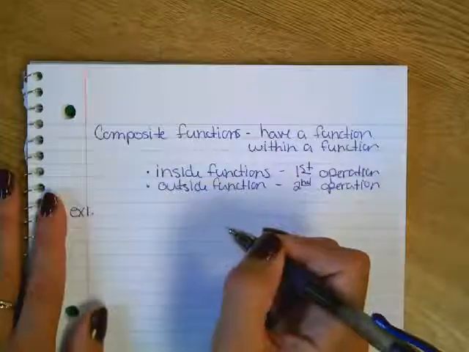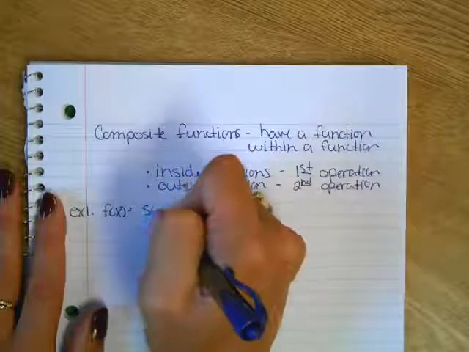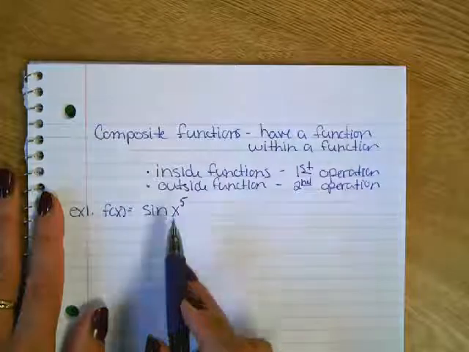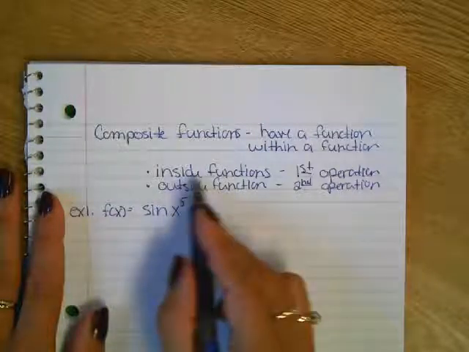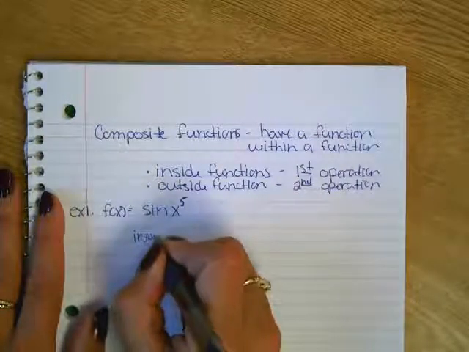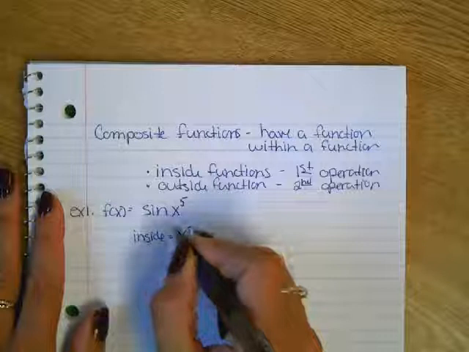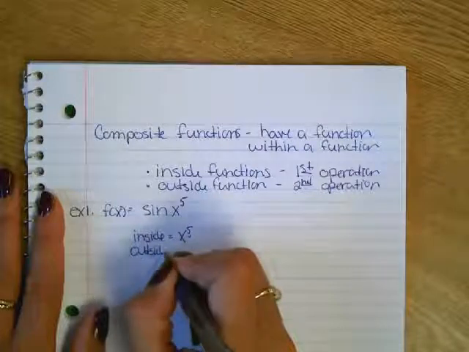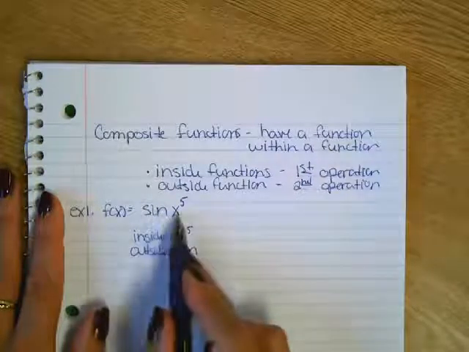So example 1. Say I had f of x equals the sine of x to the 5th. If we were to substitute a value in for x, what would be the first thing a calculator does? So the first thing would be the inside function. In other words, what's the inside? The inside would work out x to the 5th. Then it would come back and figure out the sine ratio. So the outside function would be the sine. So outside is the sine, inside is the angle.